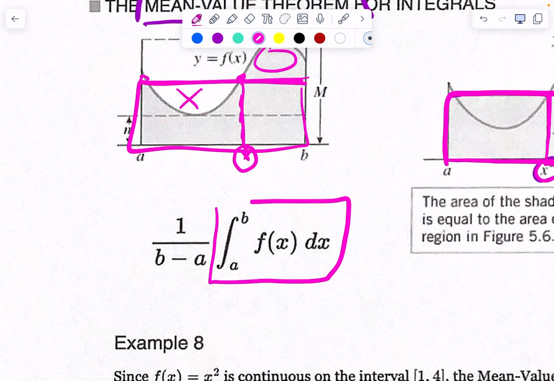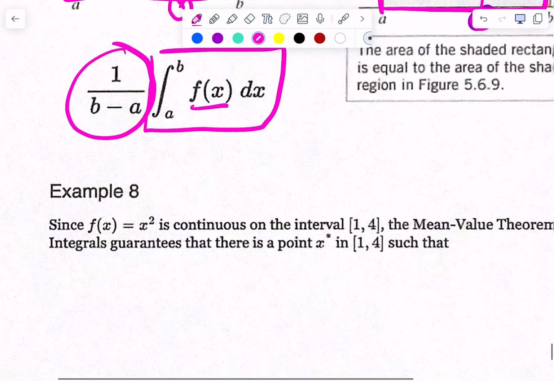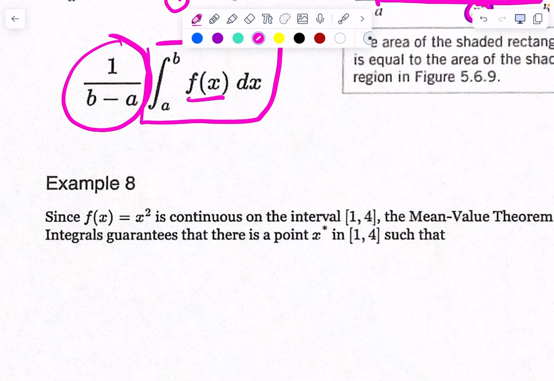I'm taking just the regular area underneath the curve from A to B, and all I'm doing is taking 1 over B minus A. Okay, I'll show you what that does here in a second. Let's actually see a problem, and then you'll get the hang of it, okay?